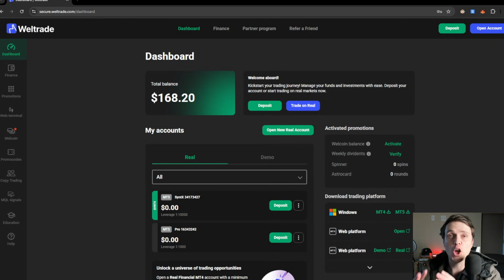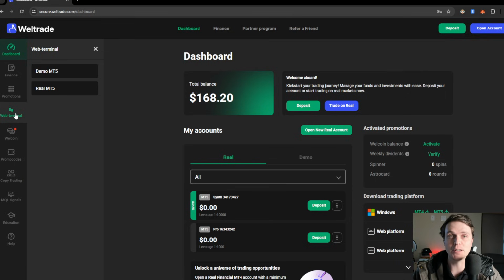This is the only strategy that you will need to become profitable trading synthetics on Weltrade. Okay guys, I'm on my Weltrade account over here, and the only thing that you need to do after making sure that your account is open and you've done all your registration work is to actually click on the web terminal button here on the left.